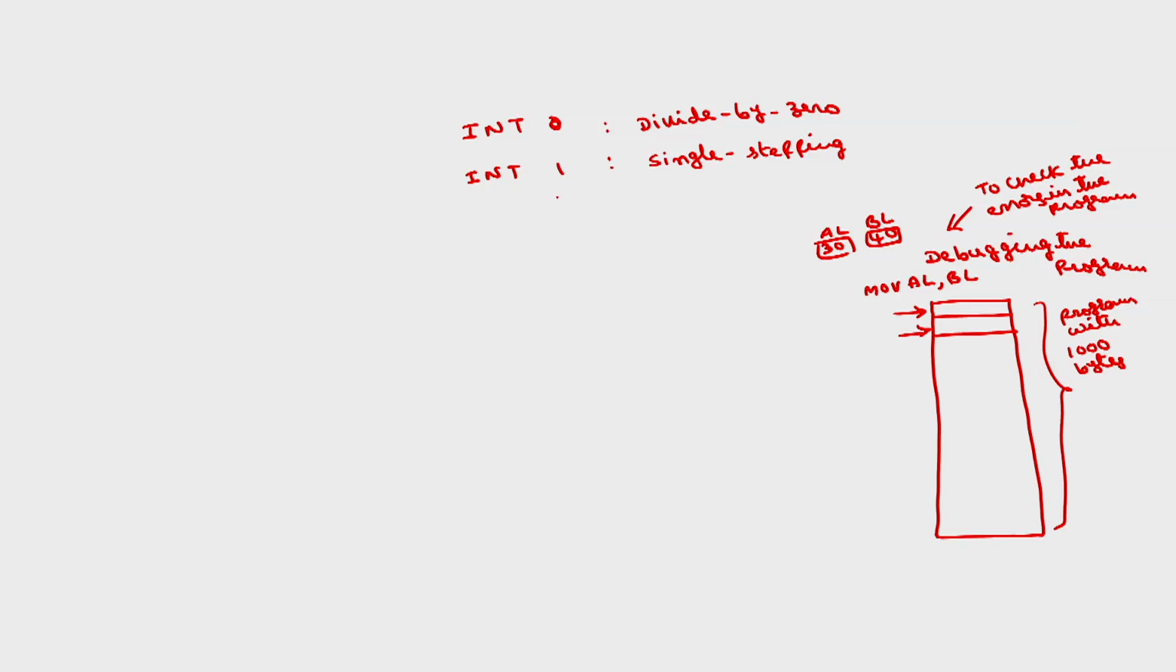So whenever INT1 is executed, the microprocessor operates in single stepping operation. INT2 is non-maskable interrupt. We know that there is one hardware interrupt which is called non-maskable interrupt. That will be enabled if INT2 is executed.